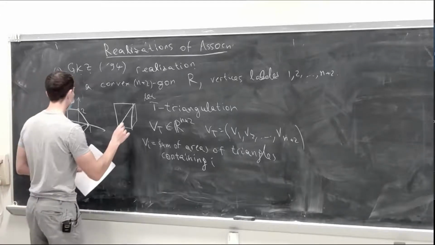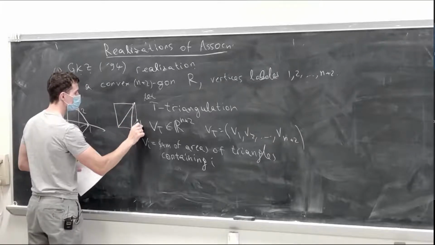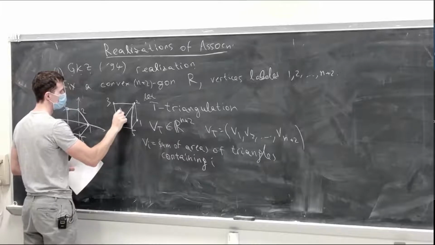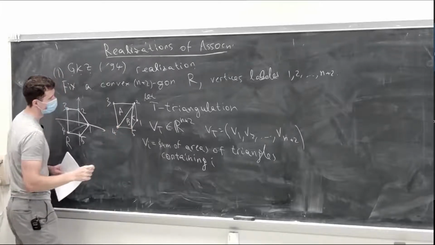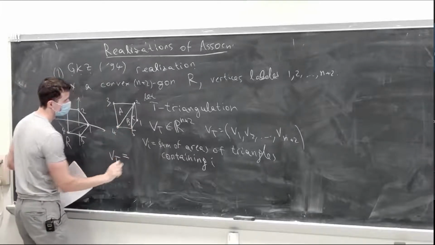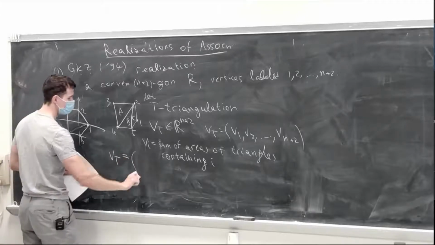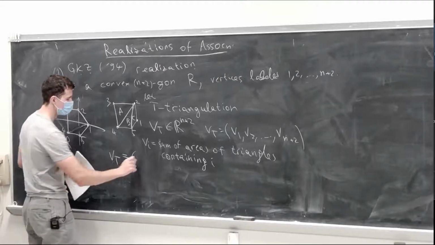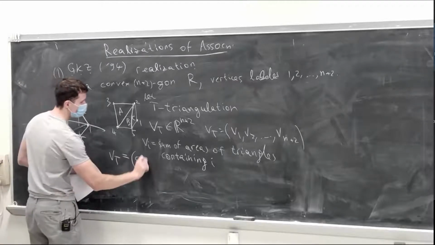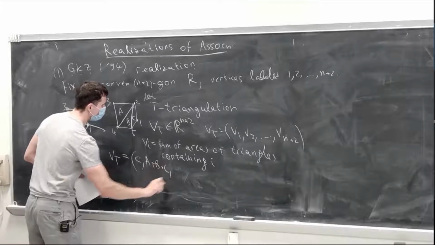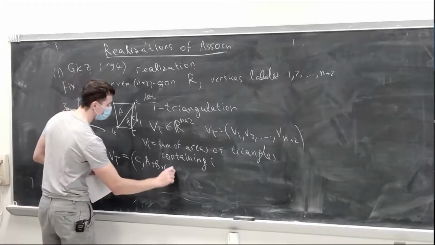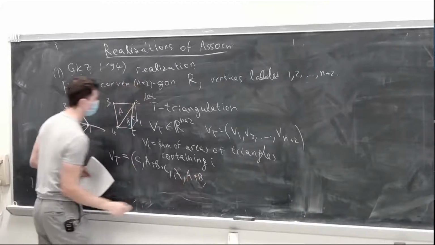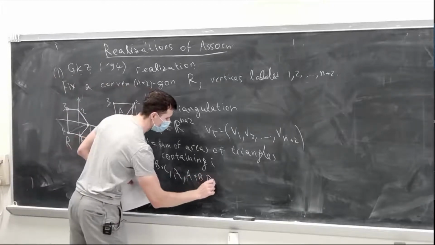So let me give an example. Take a pentagon with vertices 1, 2, 3, 4, 5. Maybe these areas are A, B, and C. Then what's going to be the vector? Can somebody tell me the coordinates of this vector? C, A plus B plus C, A plus B, B plus C. Thank you very much.